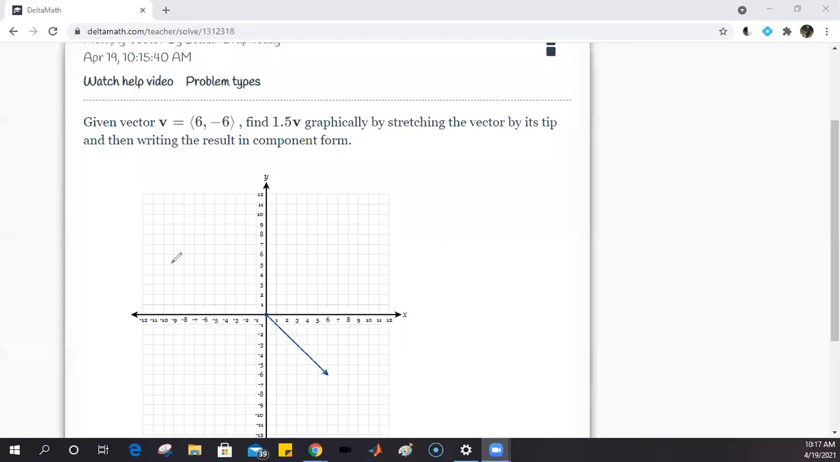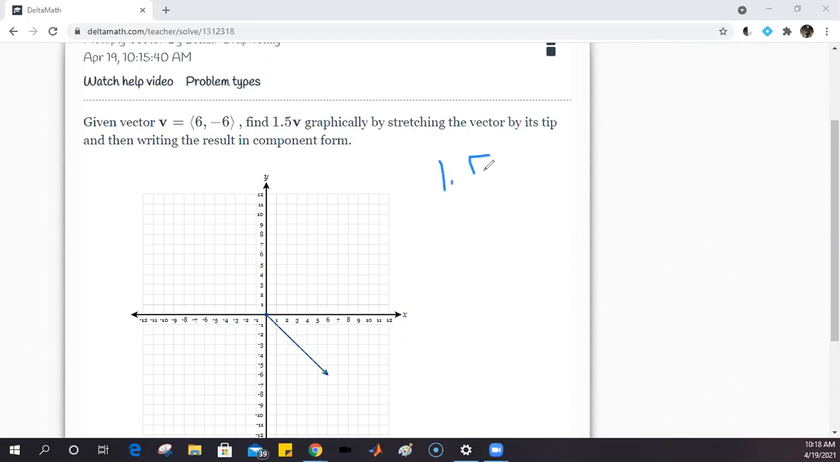All right, this question says, given vector v, that's this guy here, is 6, -6. That makes sense because it goes to the right 6 and down 6. Find 1.5 times v graphically by stretching the vector by its tip and then writing the resultant in component form. So this means we're going to literally stretch the vector by its tip and get the resultant in component form. This is 1.5 times v, which means both of these components are going to get multiplied by 1.5.